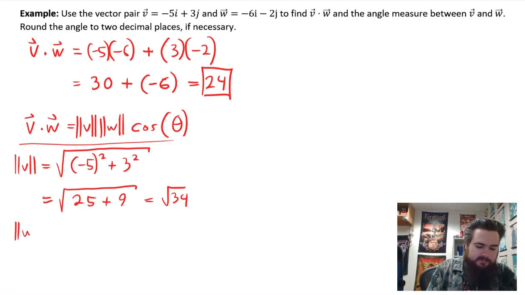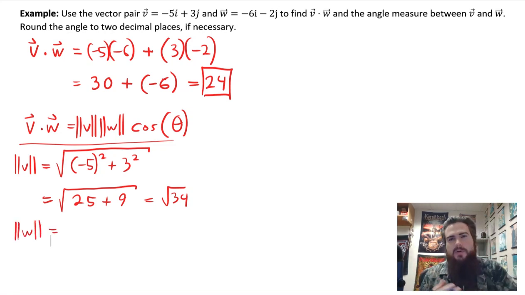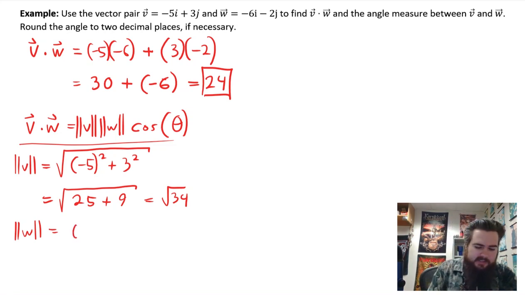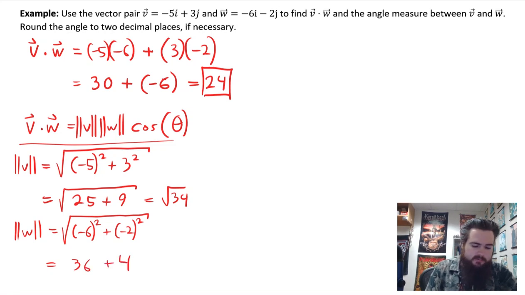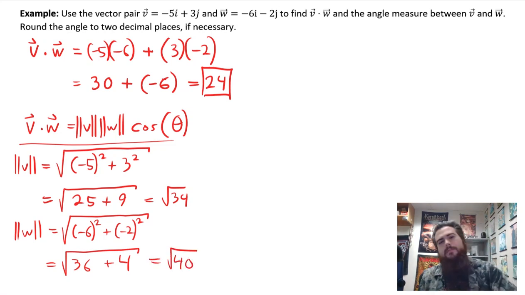Same thing for w. First and second components of w squared and added, so that would be negative 6 quantity squared, as well as negative 2 squared. Negative 6 squared is 36. Negative 2 squared is positive 4, which gives us the square root of 40. If you would prefer to write this, say, as 2 times the square root of 10, you can also simplify it to that, but I'll just keep my magnitudes as they are. A little bit easier to work with them right now.